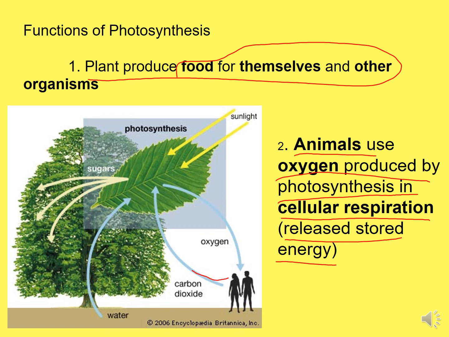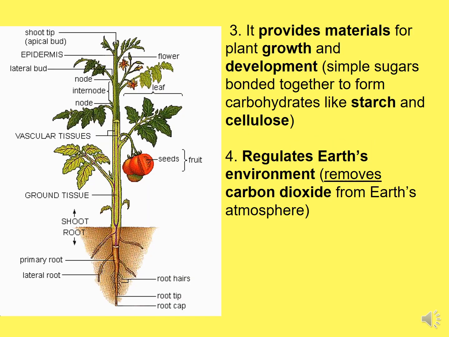We breathe out the carbon dioxide, it goes to the plants, right? The plants say, in return, I give you oxygen. So we use the oxygen that was produced from photosynthesis, and the plants use carbon dioxide that was produced from cellular respiration, which was our released energy. It also provides materials for plant growth and development.